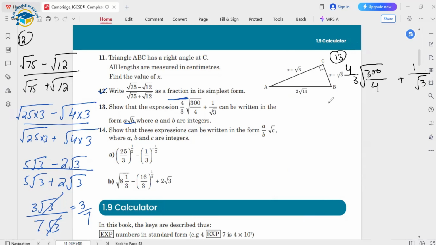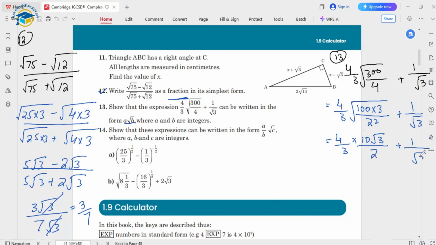First of all, 300 we will simplify. This will be 4 over 3, and 300 we can make as 100 times 3 because 100 is a perfect square, and 4 is the perfect square for 2. Keeping this 1 over square root 3 as it is. Now we'll simplify this: 100 is the perfect square for 10, so we can take it outside. This will be 10 square root 3, and along with this we can take this 2 outside. So 1 over square root 3 as well, similarly here. So 5 times 10, or even 2 times 4, you can go. So 4 times 5 is 20 over 3 square root 3, like this.